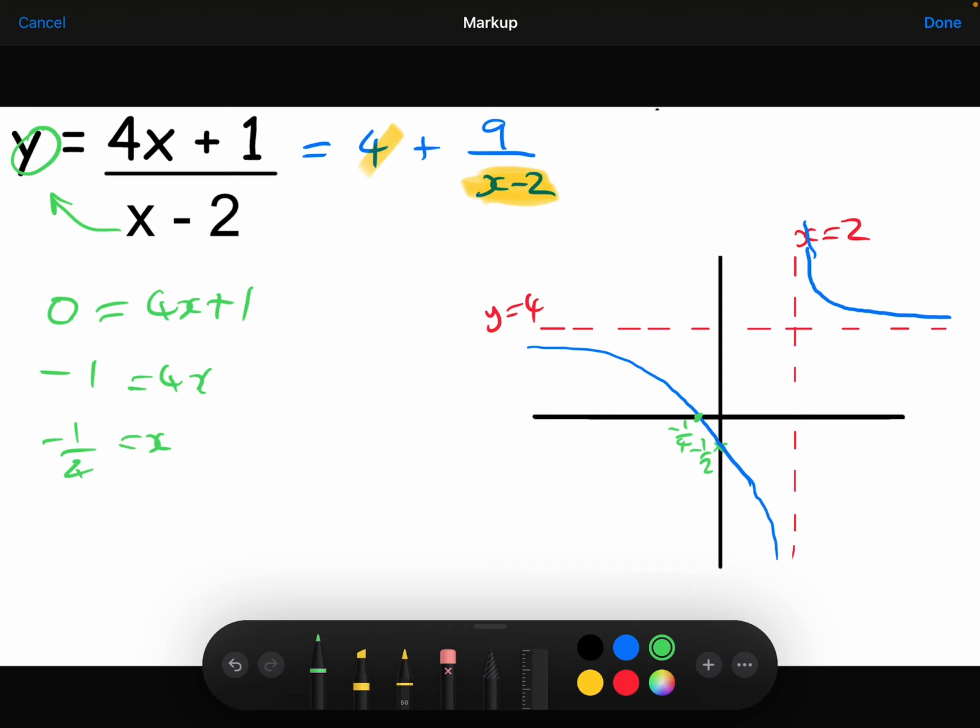And there we go. So key things with these graphs are the asymptotes. We can find the vertical asymptotes by looking at the denominator. We can find the horizontal asymptotes by looking at that number there.